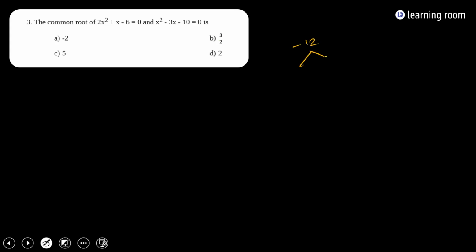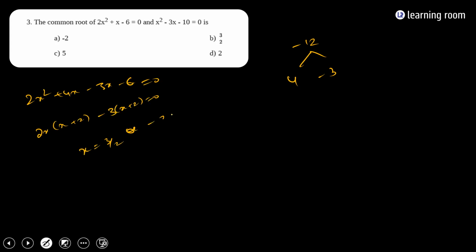Minus 12. How will you split it? Did you understand that the factors are 4 and minus 3? So 2x square plus 4x minus 3x minus 6 is equal to 0. So 2x into x plus 2 minus 3 into x plus 2 is equal to 0. So x is equal to 3 by 2 or minus 2.